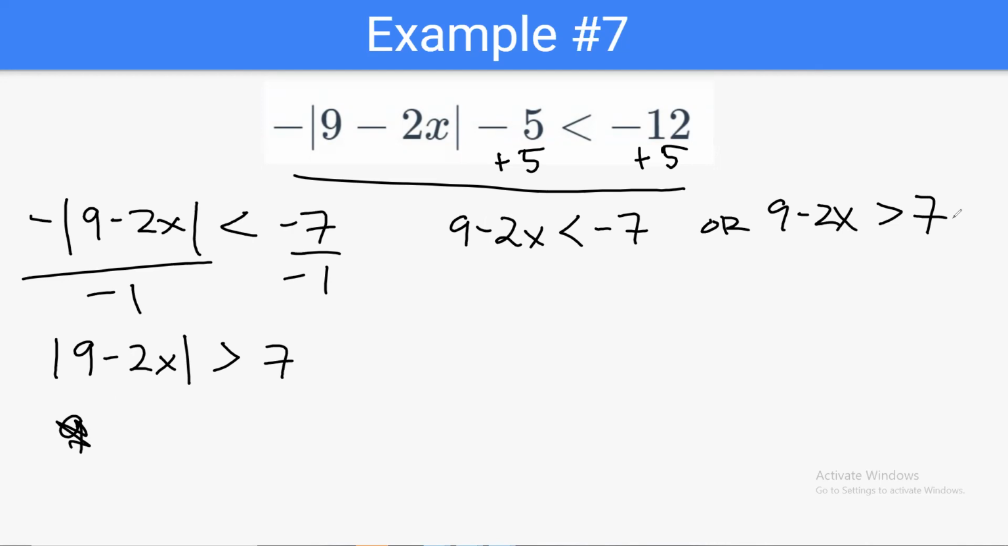If you don't understand what I did, right? Then just go back to the number line. Okay? Negative 7, 0, 7. Open circles. I want things that are the distance that are greater than 7. So it's this way and that way. Okay?